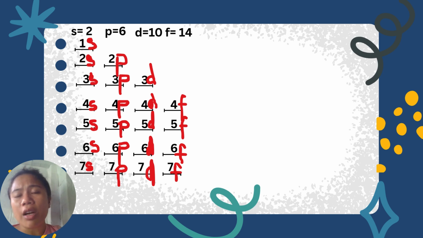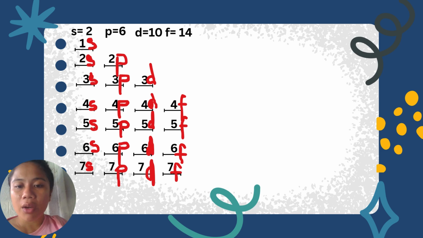So we already tackled this a while ago, that the S subshell can only carry 2 electrons. The P subshell carries 6 electrons. The D subshell carries 10 electrons. And the F subshell carries 14 electrons. Always remember that.